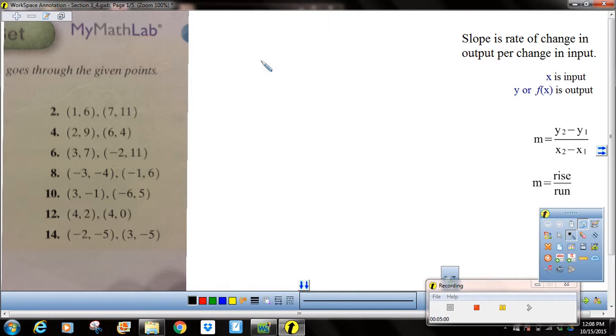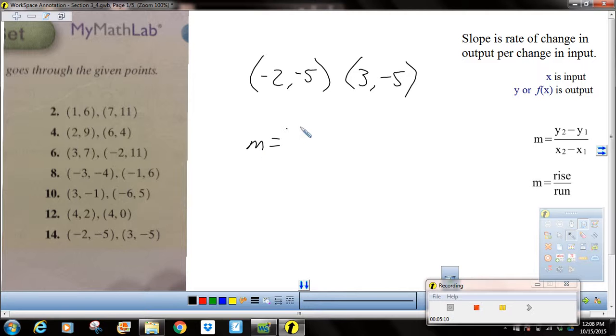Okay. -2, -5, 3, -5. Slope is the change in the y, y2 minus y1, over the change in x, x2 minus x1. -5 plus 5 is 0, 3 plus 2 is 5, slope is 0.